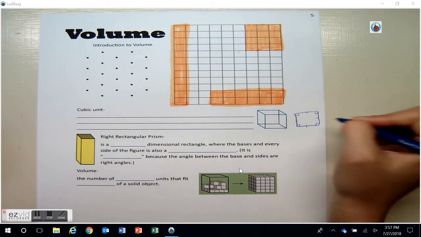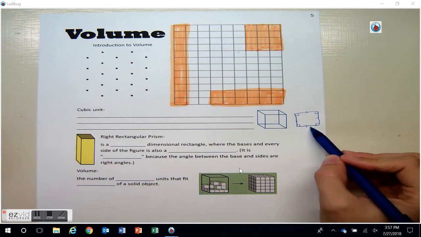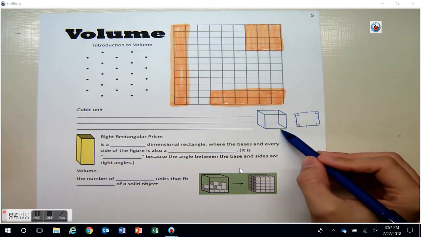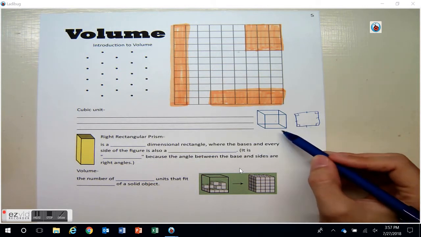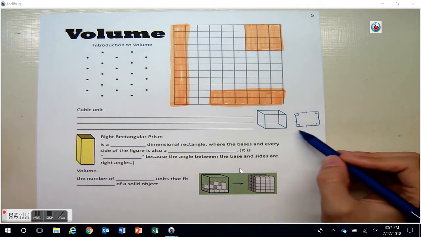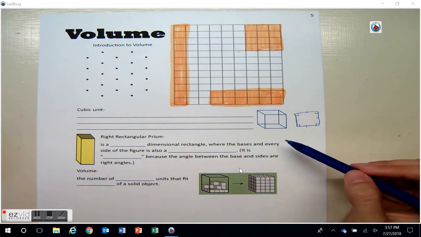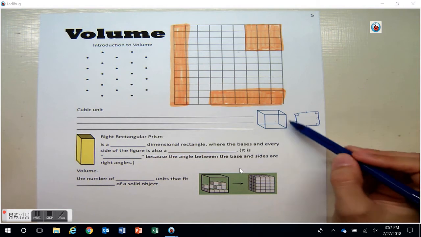Now here's a square, and here's something we refer to as a cube. What's different about these? Well, a lot of you might notice that this one looks more three-dimensional, which is absolutely right. A cube is like a three-dimensional square.